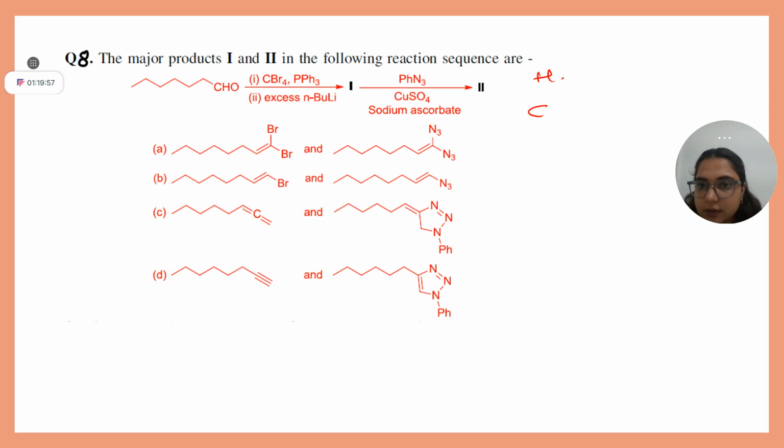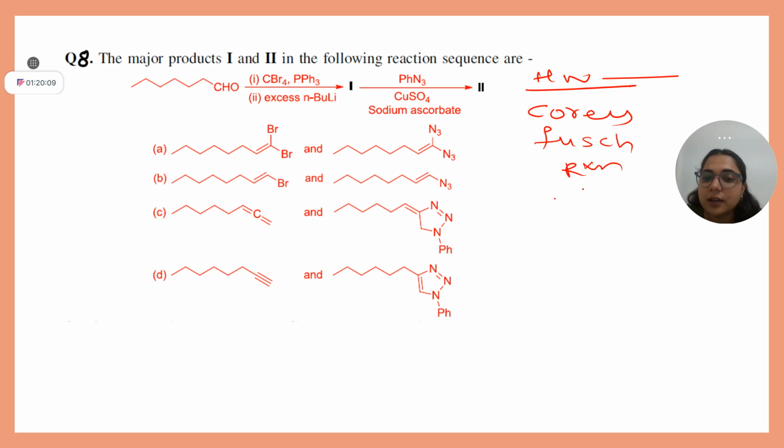Actually, it is a strong nucleophile, right? The CBr4. This is your homework. Please study the mechanism for the Corey-Fuchs reaction. Its role is that RCHO converts to R-C triple bond C.